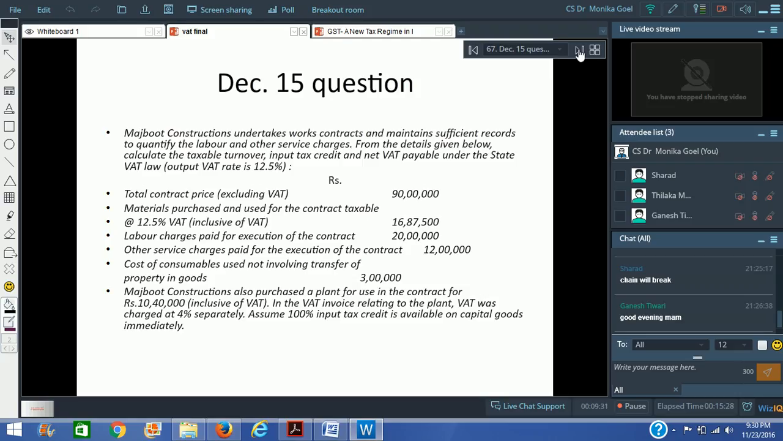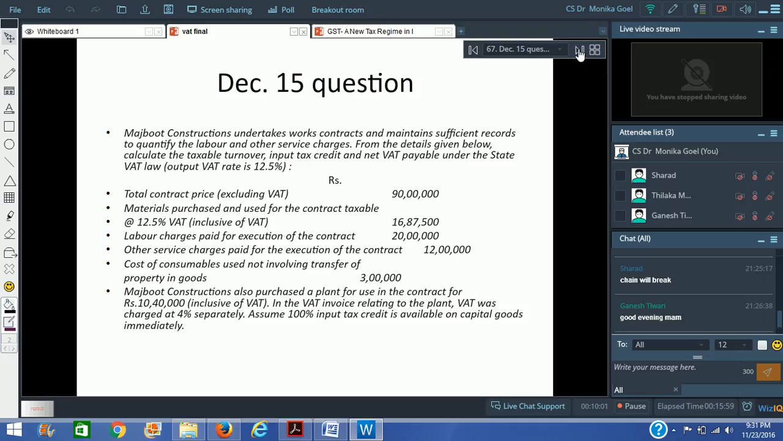This is a very important sentence over here, that they are maintaining sufficient records to quantify the labour and other service charges. So on labour and other service charges, we are not going to charge VAT. We are going to charge VAT because it's a case of a works contract. In case of works contracts, it is very clearly specified that if you can really differentiate between the material cost and the labor cost, then you will levy VAT on the material cost and not on the labor cost. You will levy service tax on labor and other service charges.